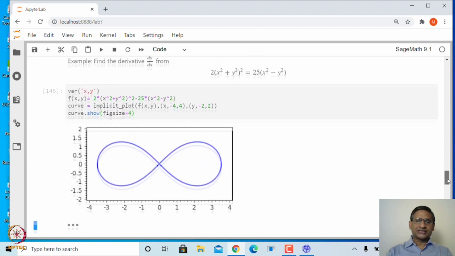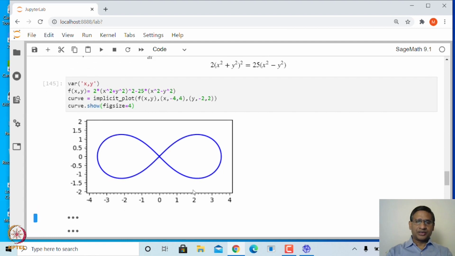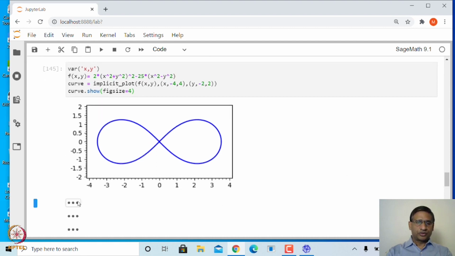Now suppose at some point, for example at x equal to 3, you can check that y will be plus 1 and minus 1. So (3, 1) and (3, -1) both lie on this curve. Similarly (-3, -1) and (-3, 1) also lie on this curve. Suppose at that point we want to find the derivative and look at what is the geometric meaning of this.